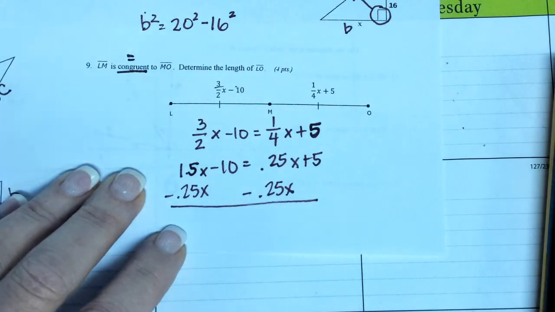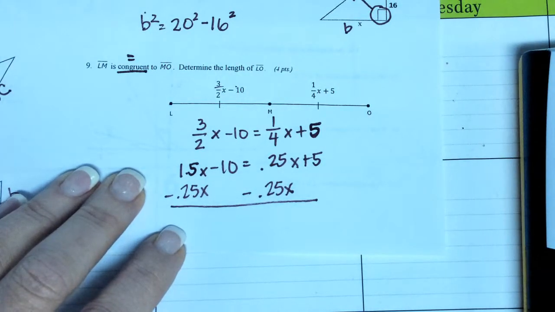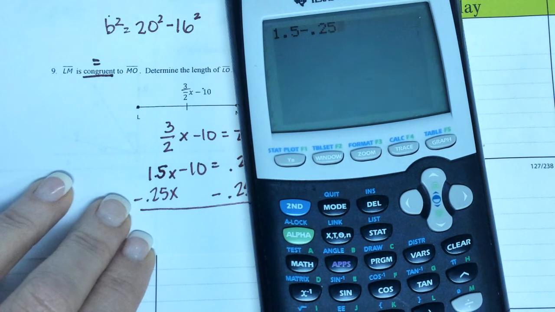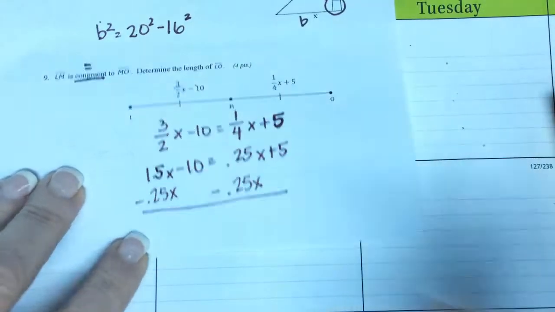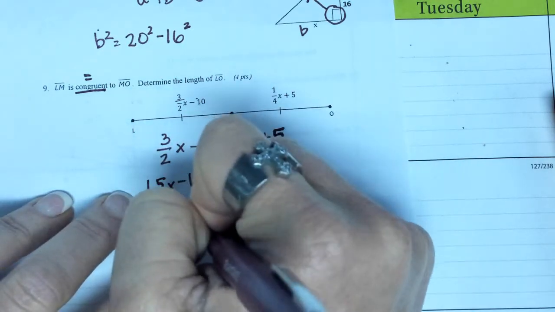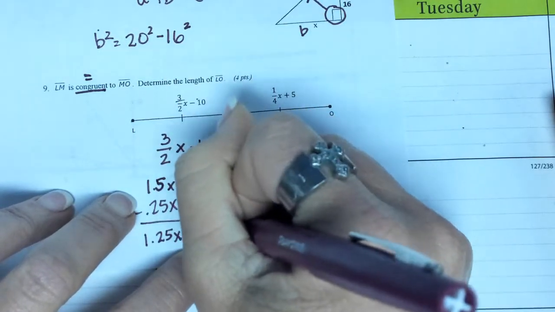So now I'm going to do 1.5 minus 0.25. So that gives me 1.25. I have 1.25x minus 10 equals, and I still have this 5 over here.